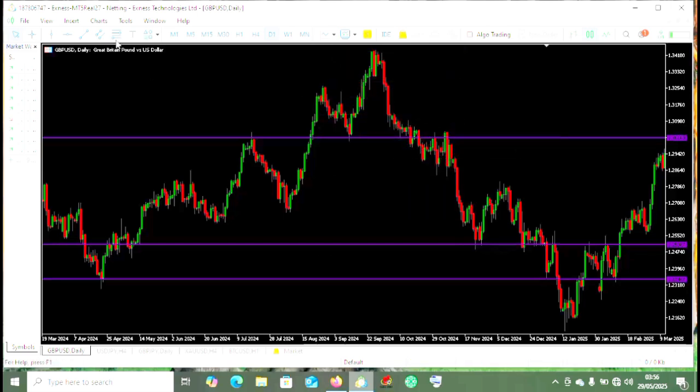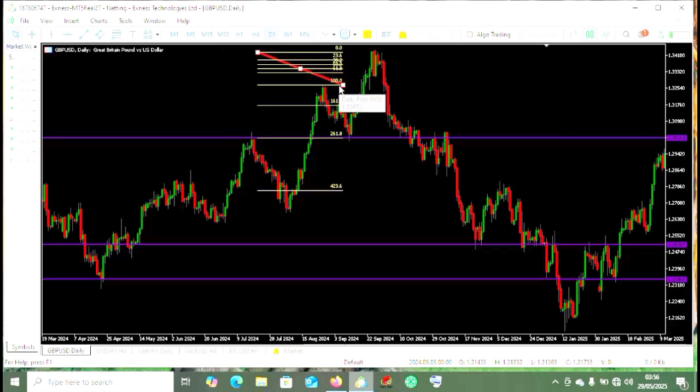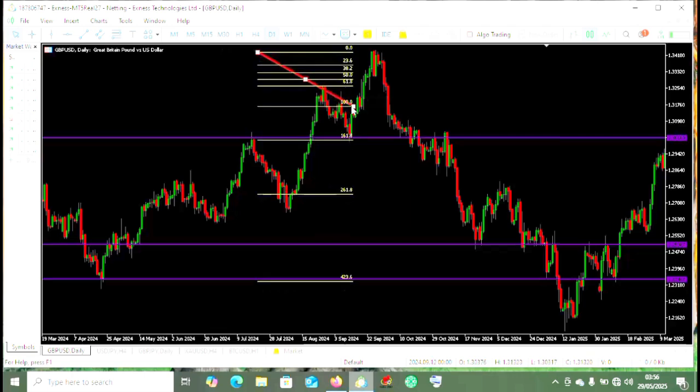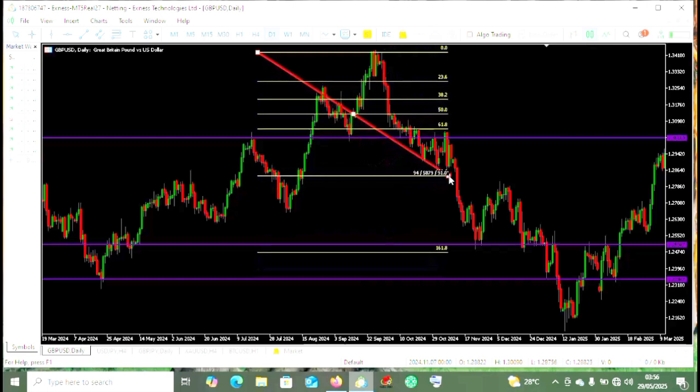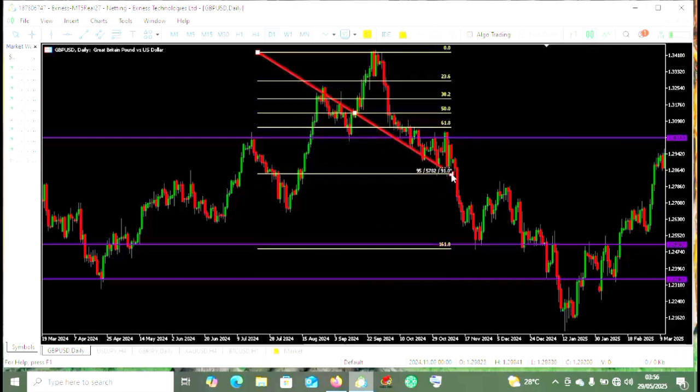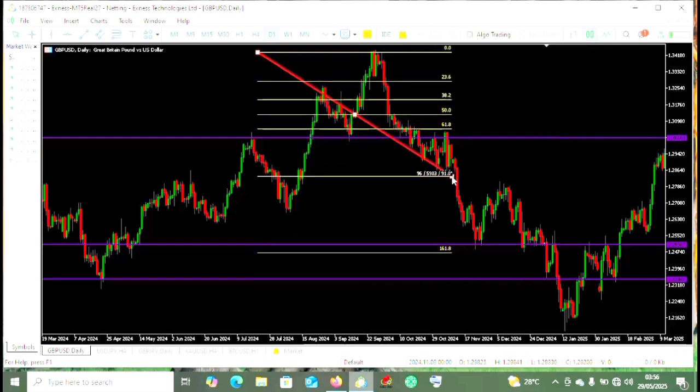Now I went to my tool here, I picked my Fibonacci and I want to draw my Fibonacci. Alright, so because we were actually looking at a sell market right here, I brought my Fibonacci to the bar that made up the 100%, which is exactly here.